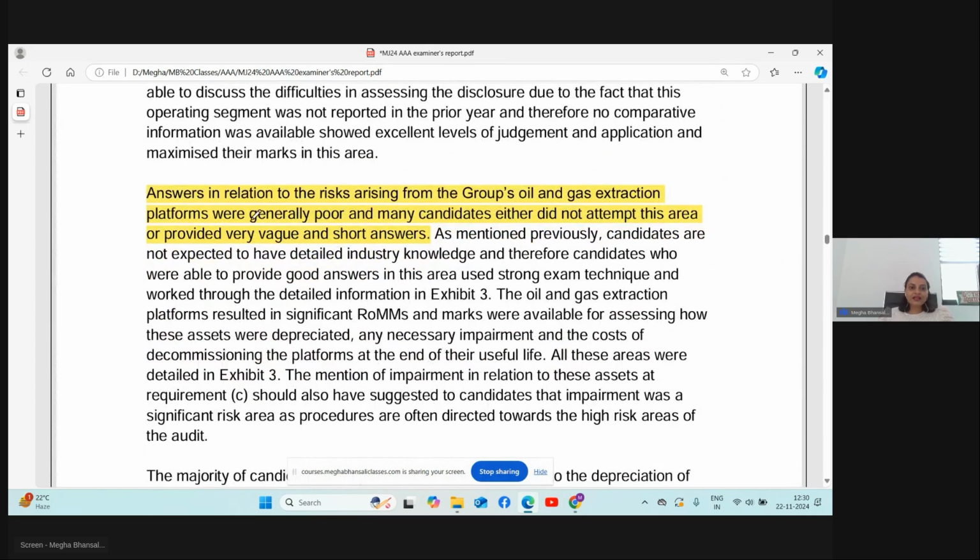Then again, they are saying answers in relation to risk arising from oil and gas extraction platforms were generally poor, and many candidates either did not attempt this area or provided very vague and short answers. So they felt probably this was something out of the box scenario. Students did not answer. So that's why, guys, you have 1.5 hours to answer this question. Please read the question well, understand the requirement, and write it.